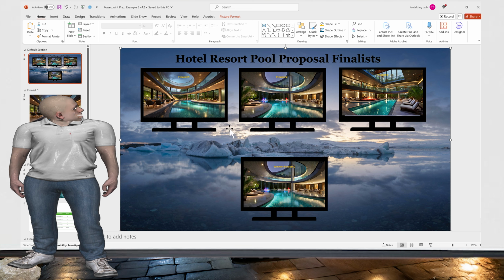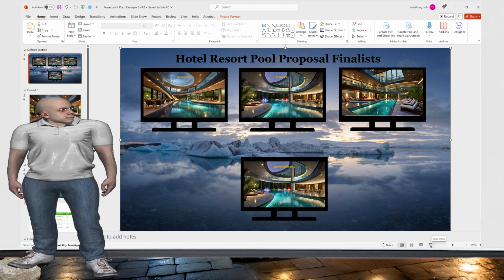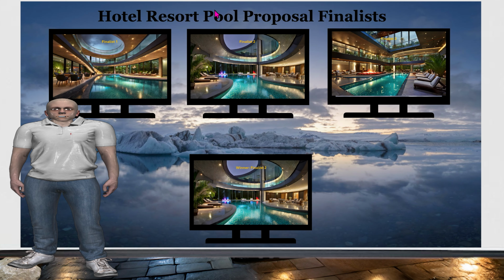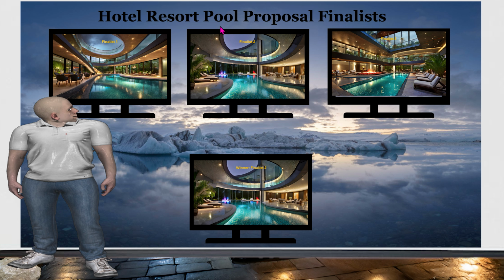Now in terms of this, we have a summary slide here which has links to the sections, finalist 1, finalist 2, finalist 3, and then the winner, which is finalist 2. I'm going to click on slideshow in the lower right hand corner here and show you how this looks. We have here the nice title slide with a nice background, the title at the top, and also the pictures within televisions.